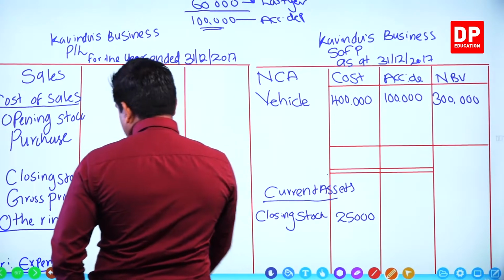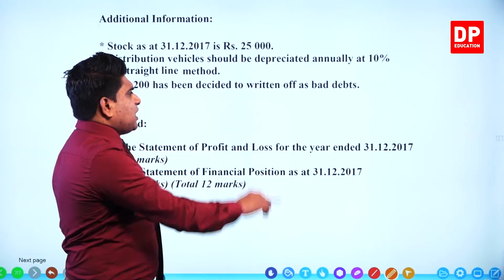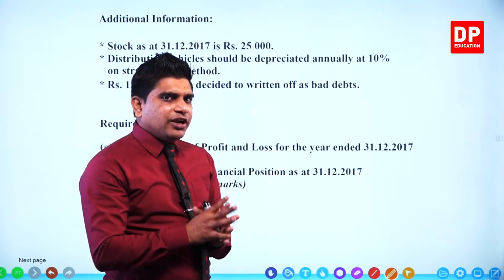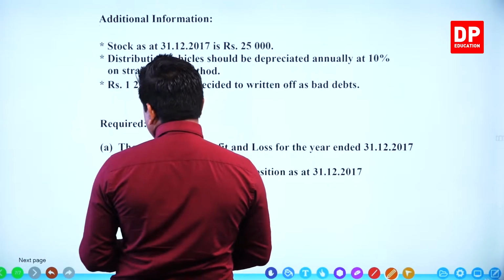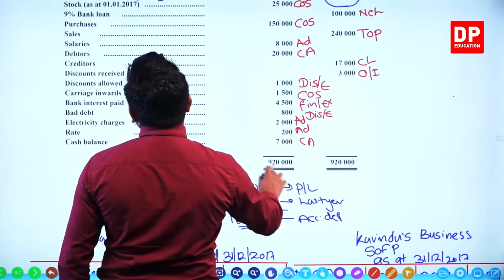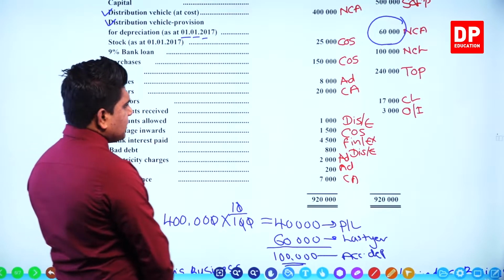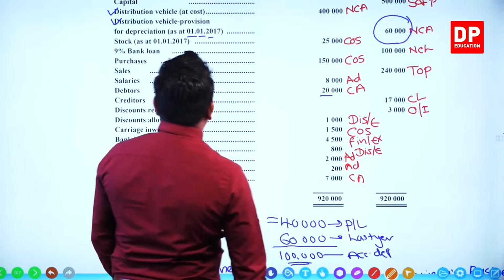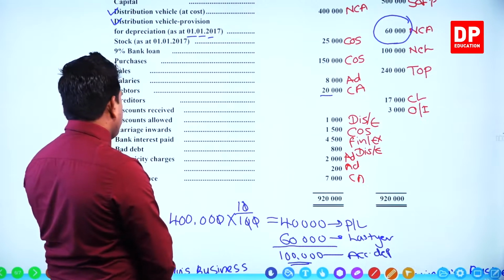Now go to the next adjustment. 1,200 has been decided to be written off as bad debts. 1,200 you remove from the debtors, right? Now you find the value of the debtor first. Debtor value is given in the question. How much? Where is it? Yeah, 20,000, no? Can you see? This is 20,000. You remove 1,200 from this.